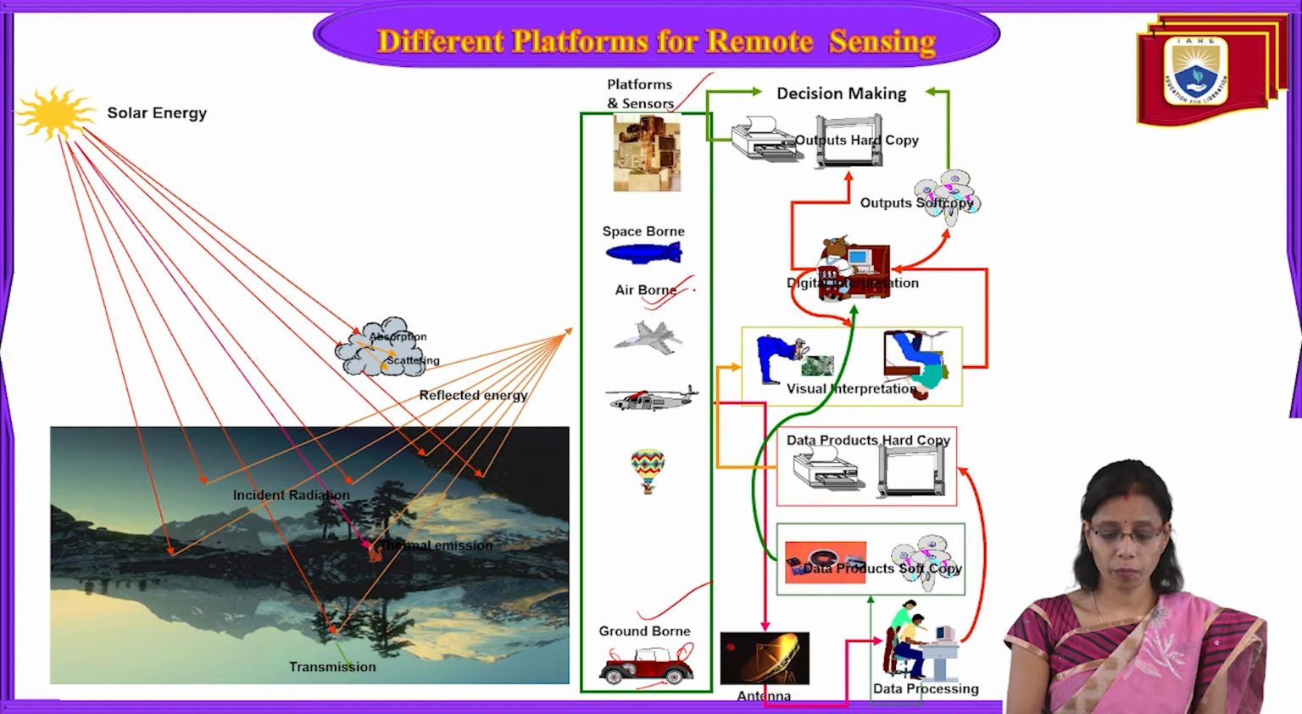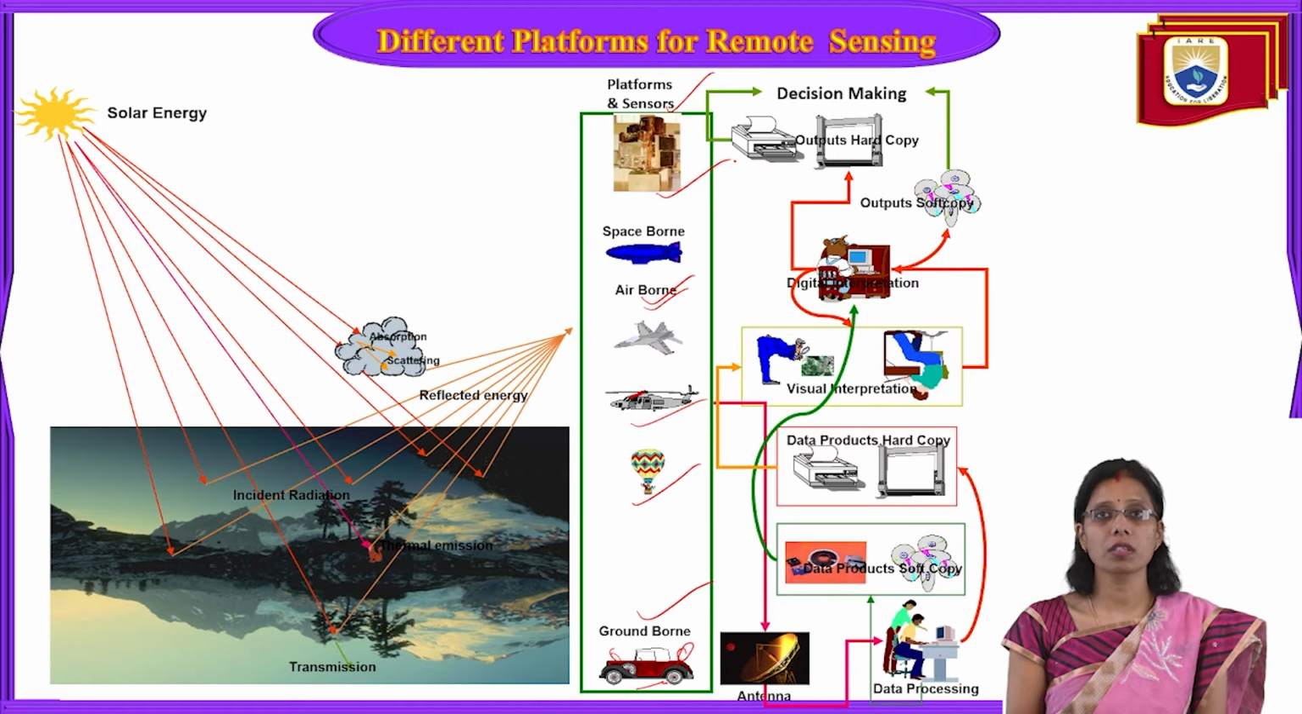Then we have an airborne platform, like photogrammetry. So for an airborne platform, we have an aeroplane, helicopter or parachutes that we use to capture the information of the ground surface without touching the object.